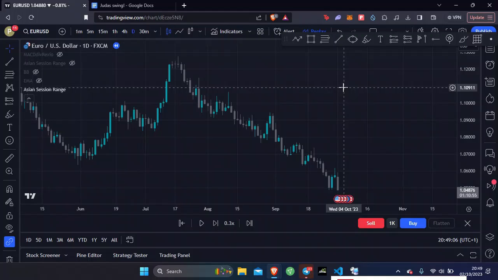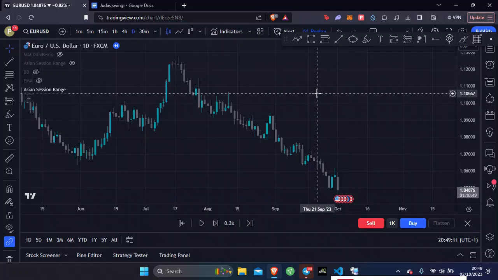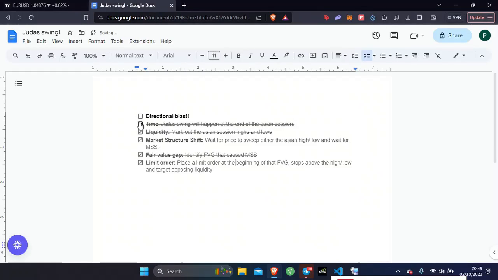This morning I took an absolutely monstrous trade that netted me over $6,000 in profit using this exact same model that I have right here. This is the Judas Swing by ICT himself, and this is a little tick sheet, just like I did in my previous video, that you can follow along and tick off, so that you have the perfect trade setup.